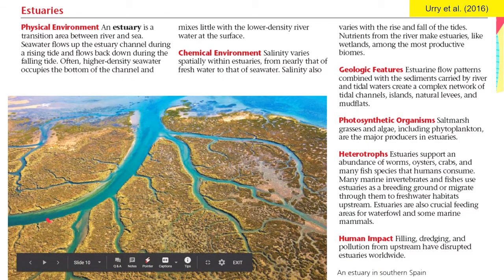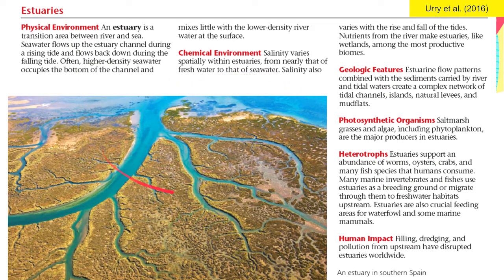We have here another image of an estuary. As you can see, these are rivers that empty out into the sea. This area where fresh water and salt water meet, we call an estuary. Again, an estuary is a transition between river and sea. Sea water flows up during rising tide and flows down during falling tide. The chemical environment has a variation in salinity, depending on the rise and fall of tides.